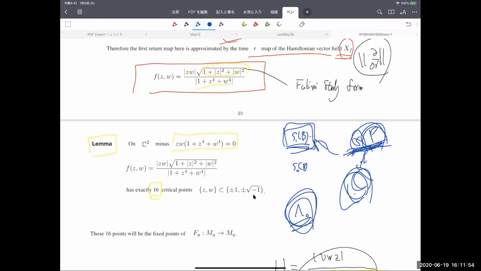I was just wondering whether there's anything to be said about higher iterates of this FQ map. I guess these estimates depend on the fact that you're doing the time-one return, but do the estimates get much worse very quickly?